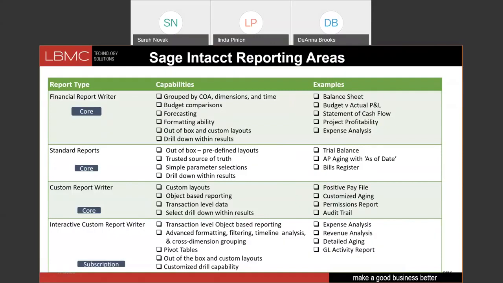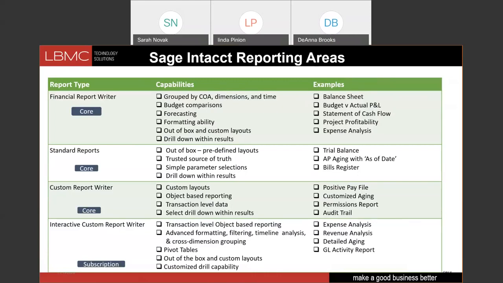You'll notice underneath report type, we've also labeled them with core or subscription. Core means that everybody who subscribes to Sage Intacct gets that as part of that core bundle. If it says subscription, like it says underneath Interactive, that means it's a separate SKU or separate subscription. It's in addition to. So I think this is really helpful, and that's why I wanted you to have it.